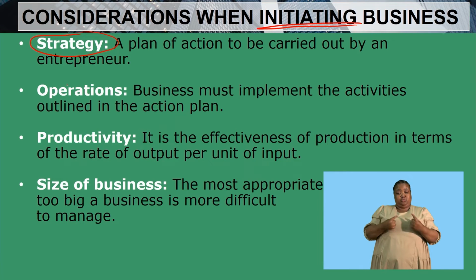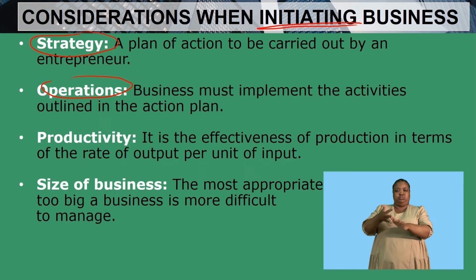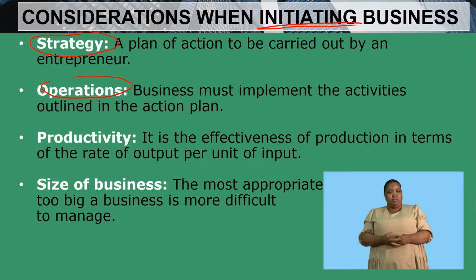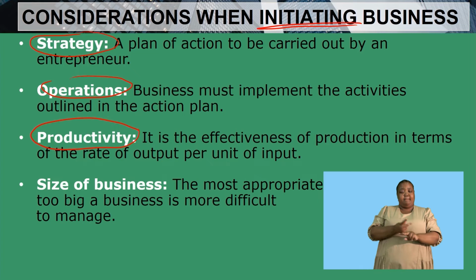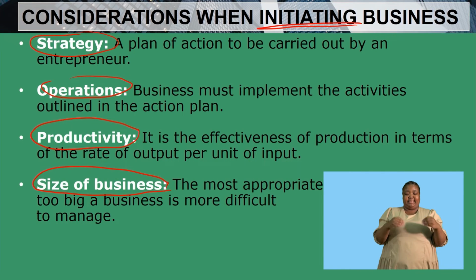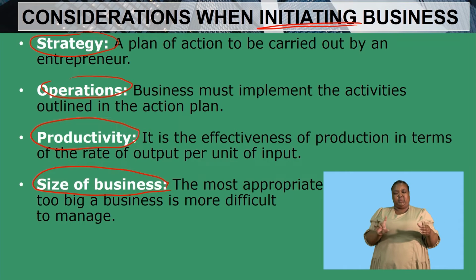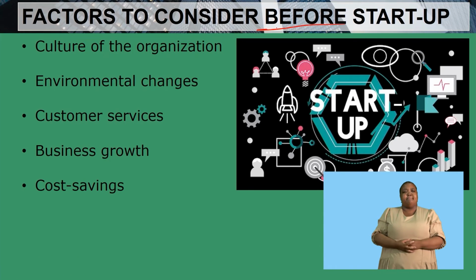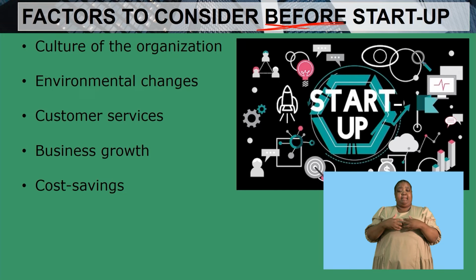You must also think about your operations. What are you going to do? What kind of activities are you going to do, and how are you going to do them? Then you must also look at productivity. How is it that your products are going to be produced, and do you want to do mass production, or are you going to produce smaller products at a time? You must then also look at the size of your business. How big do you want your business to be, or how small is the business going to be? Now that will help you, grade 11s, to know what are the things that you then need to look at before you start the actual business.